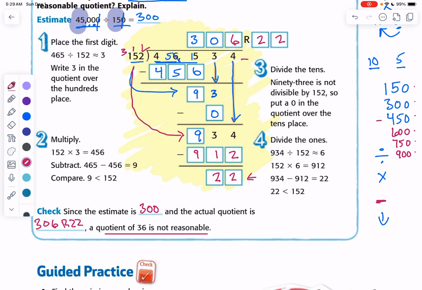This is a common mistake when you're first learning long division, and that is to forget to put the 0 up. Remember back here when 152 would not go into 93? It's very common to bring down another number and forget this 0 right here. And then it would look like 36 instead of 306. That's where our estimate can catch that mistake for us. If we get done and our quotient is off our estimate by a couple hundred, probably something's not going right. Okay? All right, moving on.